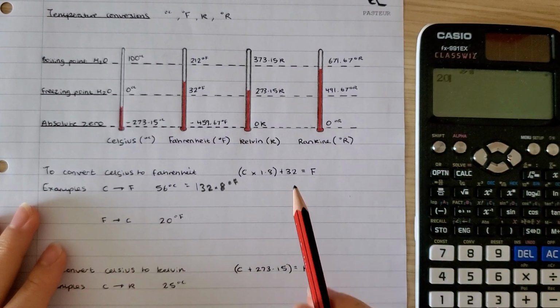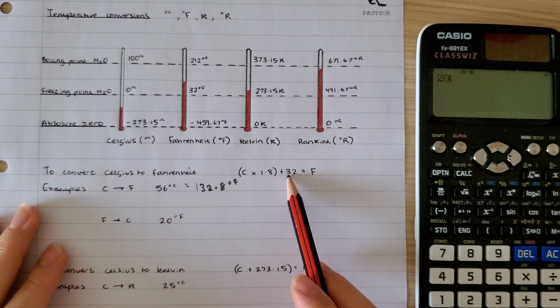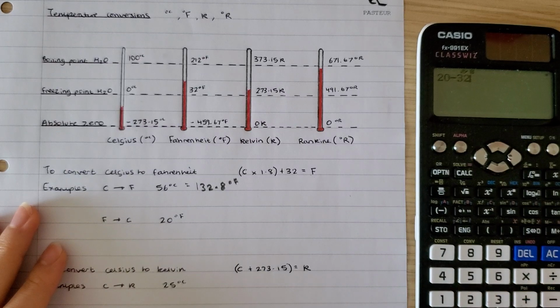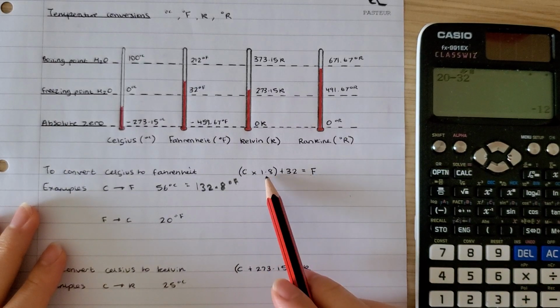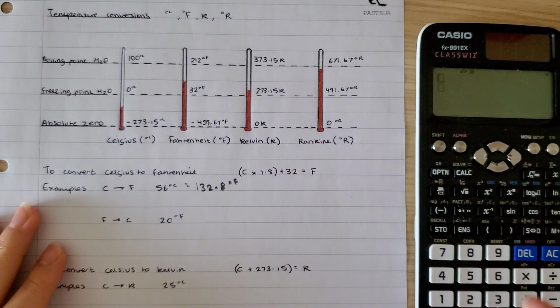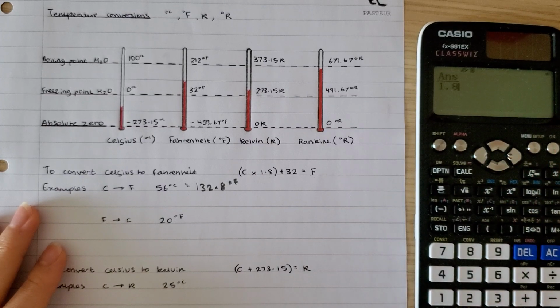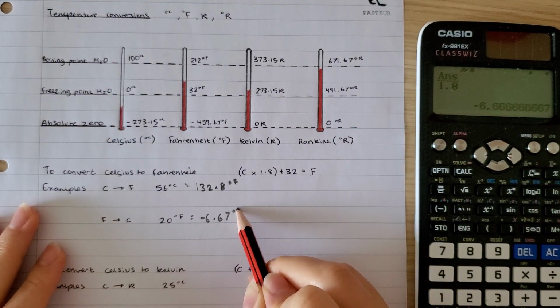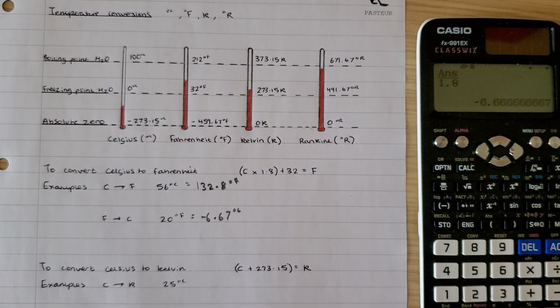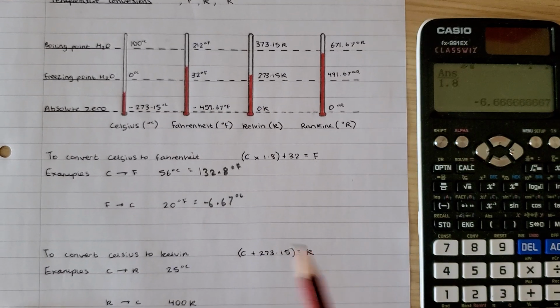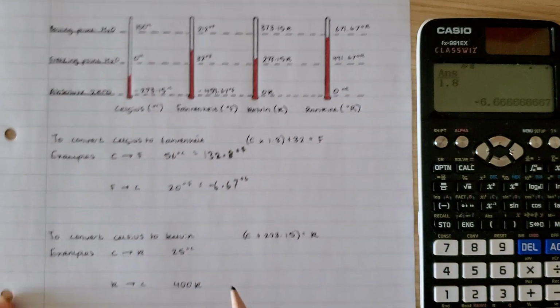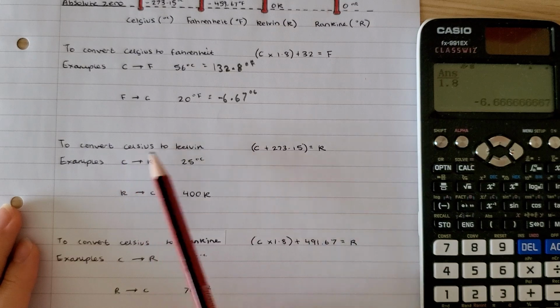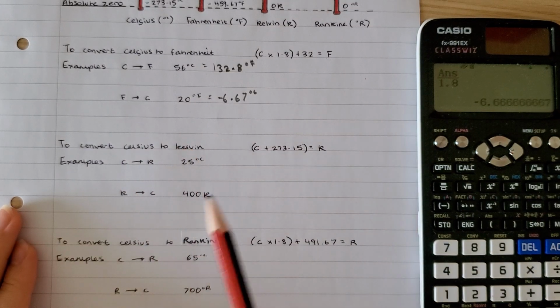So we have 20 degrees Fahrenheit, we minus 32 and then divide by 1.8. So that gives us negative 6.67 degrees Celsius. So now if we move on to the next one, that was between Celsius and Fahrenheit. If we do between Celsius and Kelvin, this one's relatively simple.